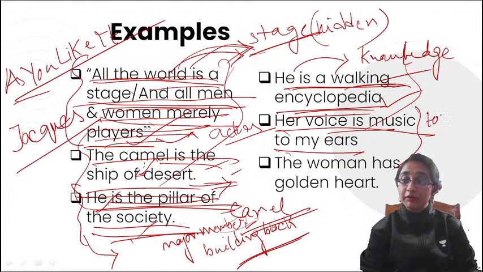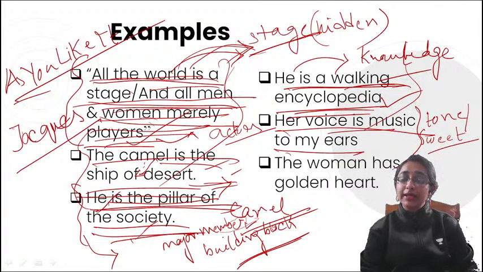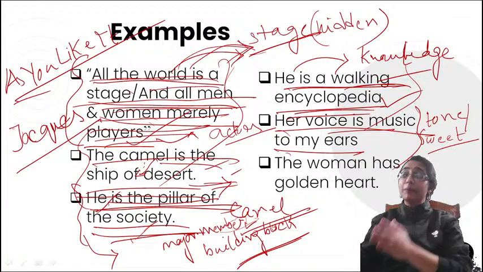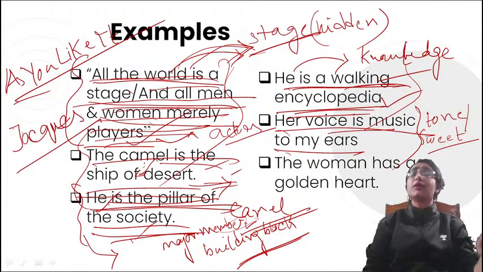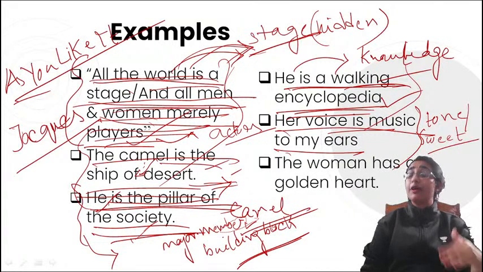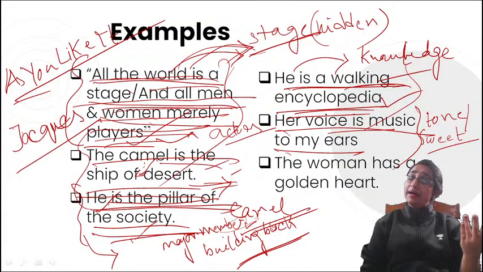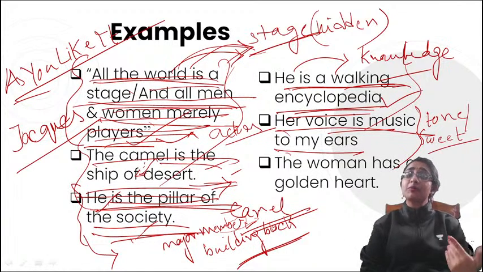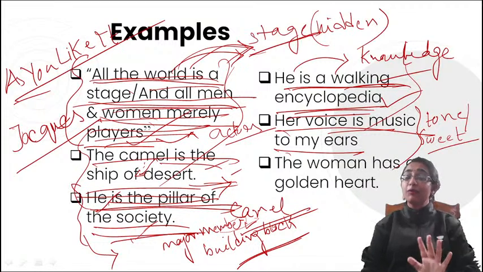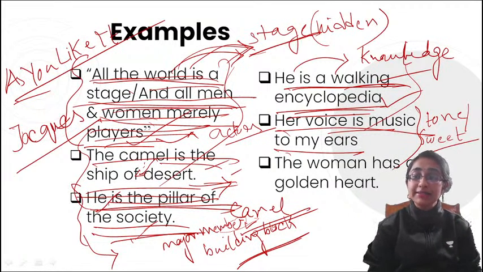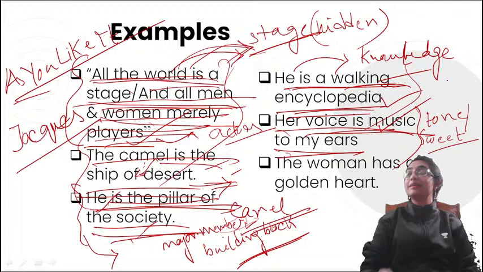The tone of the voice. The girl's voice is so sweet and melodious that it sounds like music. The sweetness of music is compared to the sweetness of a girl's voice, as if I am hearing some music. That is the comparison, but there is no explicit comparison. Her voice is music to my ears. Only the word is mentioned.